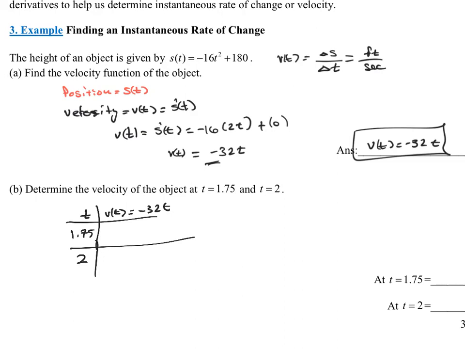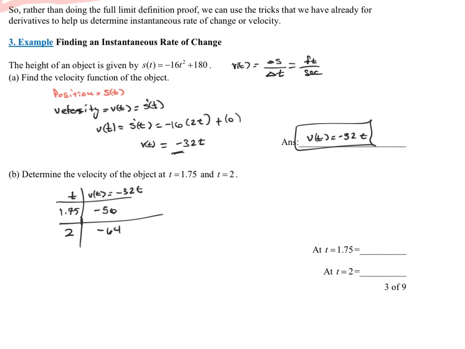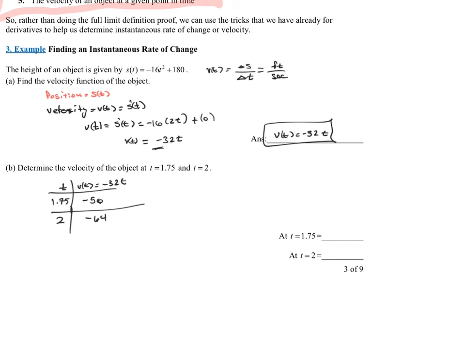Hit OK. Go ahead and type in 1.75, hit enter. I'm getting a value of negative 56. Type in 2, hit enter. I'm getting a value of negative 64. So what is my velocity after 1.75 seconds? The answer would be negative 56 feet per second.